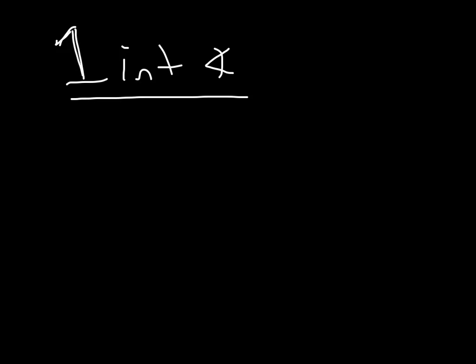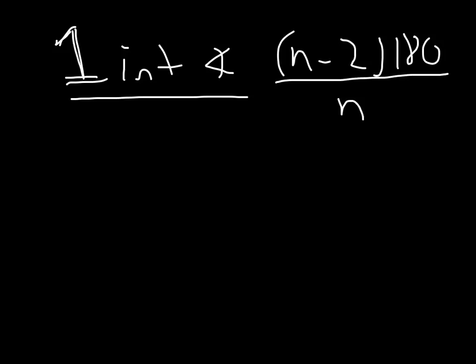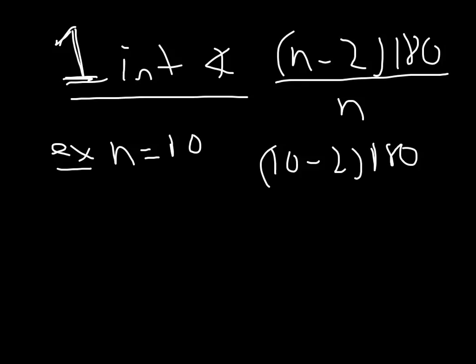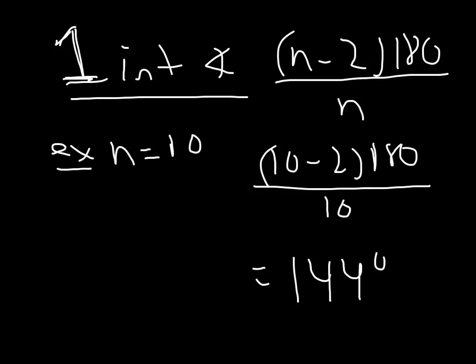An alternative way to find one interior angle in a regular polygon, which is the same as saying each interior angle in a regular polygon, is to use the formula n minus 2 times 180 divided by n. So this is much more complicated, but if they gave the same problem, if n equals 10, what can we do? Well, we'd do 10 minus 2 times 180 divided by 10. And if we did that math, the one interior angle would be 144 degrees.